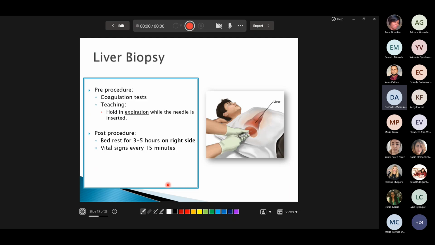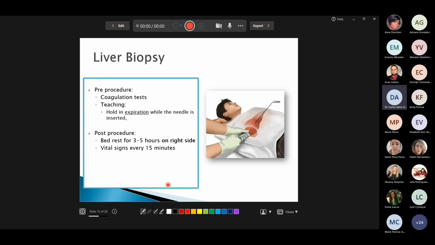For the liver biopsy, yes, you can have the classical question: in which position you put the patient during the biopsy, and in which position after the biopsy. During the biopsy, this is the position. The patient is going to be recumbent, with the right upper extremity behind the head. The patient is conscious with local anesthesia. The procedure is rapid, and it's just a needle that is introduced there with local anesthesia.